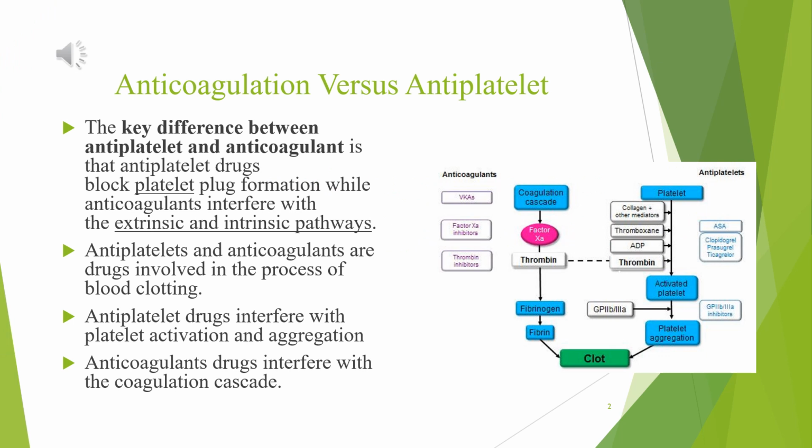Anticoagulation versus antiplatelets. These are really important terms that we need to understand and have a strong foundation on, so we can understand how the medications work. So the key differences between antiplatelets and anticoagulation is that antiplatelets block platelet plug formation, while anticoagulants interfere with the extrinsic and intrinsic pathways of creating that plug.